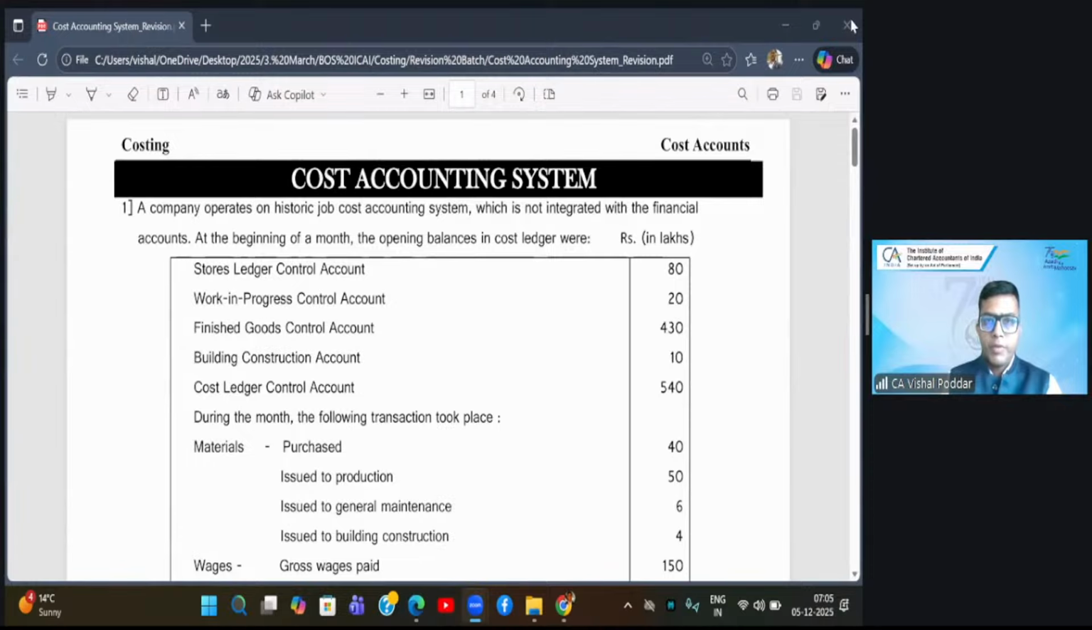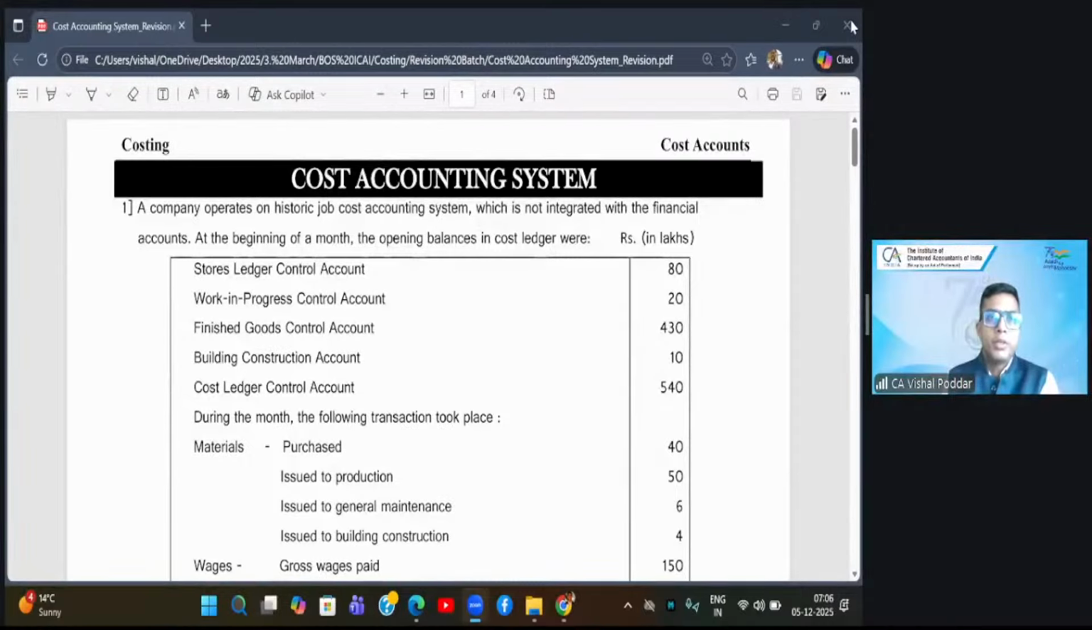And the topic that we have taken up today for our revision is the topic of cost accounting systems. So, as you know, the subject itself is named as cost accounting. But in majority of the topics, what you study is the costing aspect. That is how the cost of a product or a service of any process is computed.